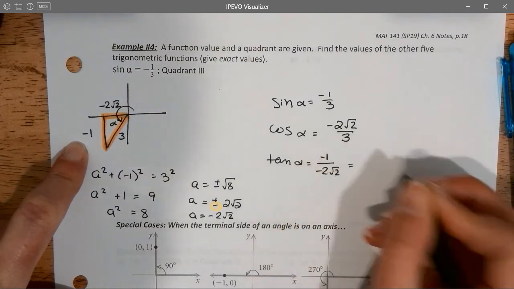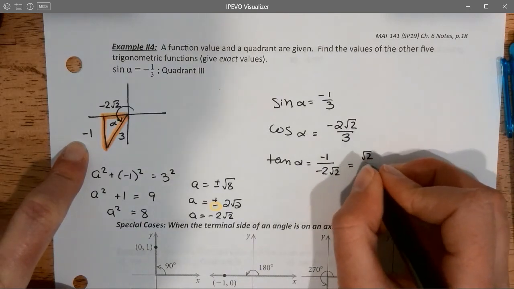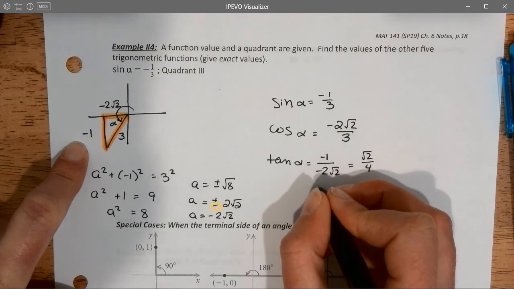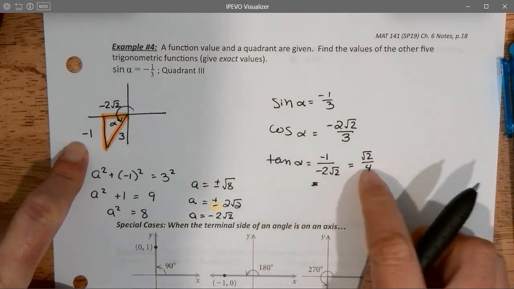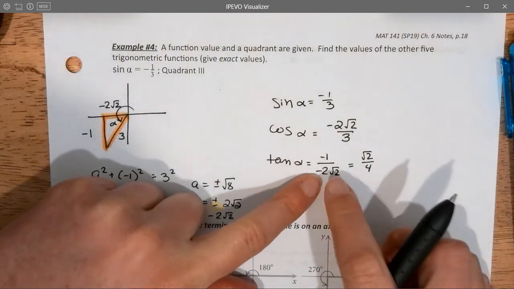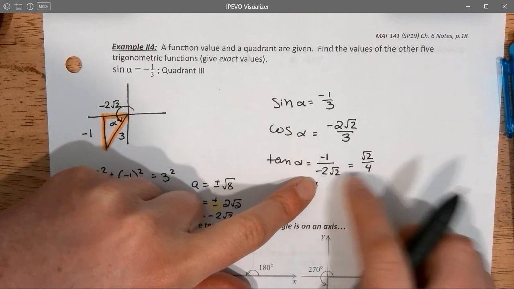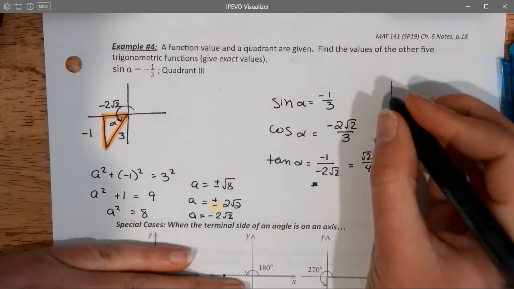I have to rationalize this anyway. So the 2 negatives cancel, and I have square root of 2 over 4. That's already simplified. The square root of 2 is multiplied up, and then 2 times 2 in the bottom is 4. Perfect. All right, and then the other 3.